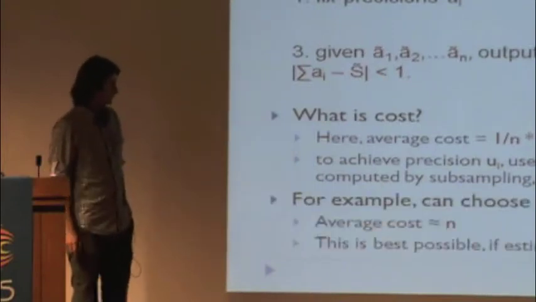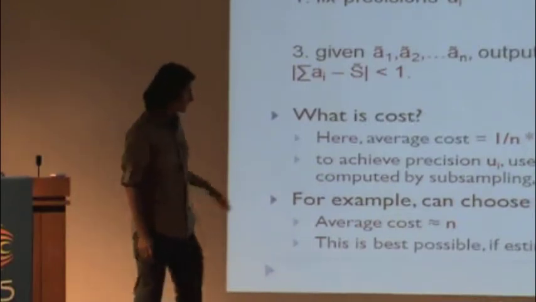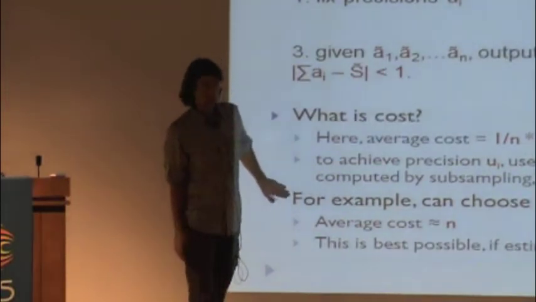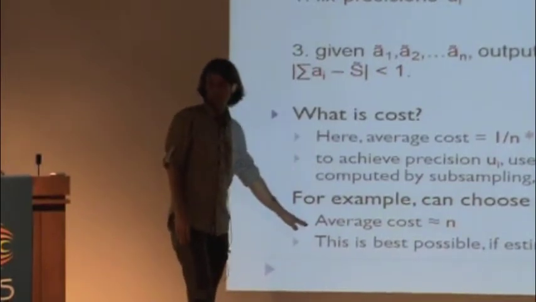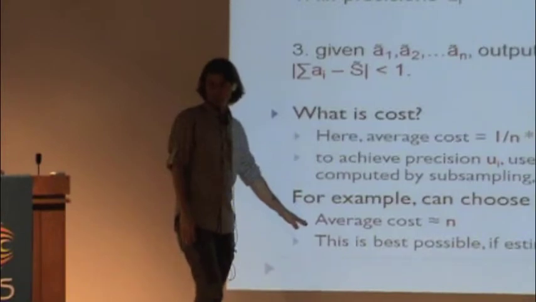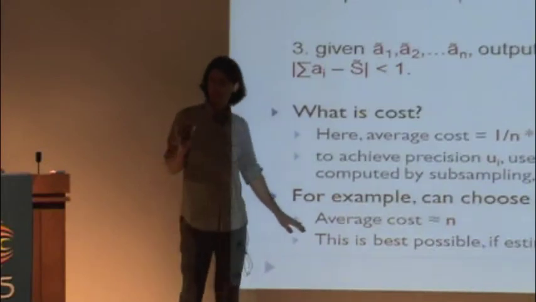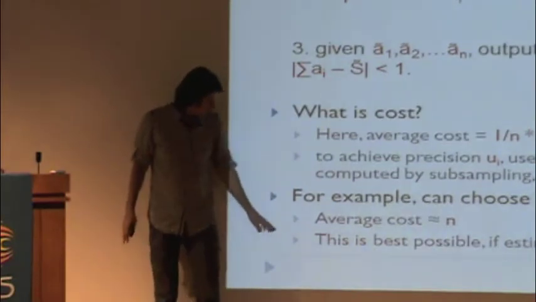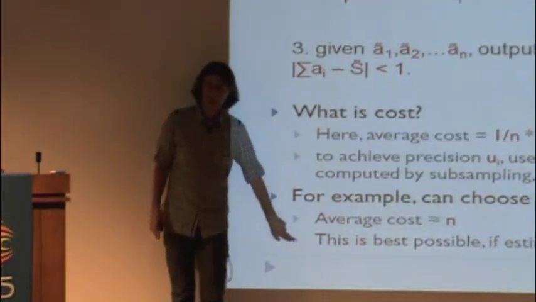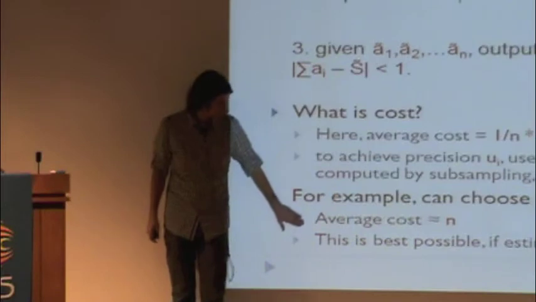So let me give you an example of something with at least bounded cost. We can choose all precisions to be roughly 1 over n, and the average cost will be roughly proportional to n. I view it as relatively bad. I mean, we want to achieve better than this. And the thing is that if your algorithm to compute the estimator S tilde just sums up the estimates for each A tilde, then this is the best possible. You cannot go below this cost.